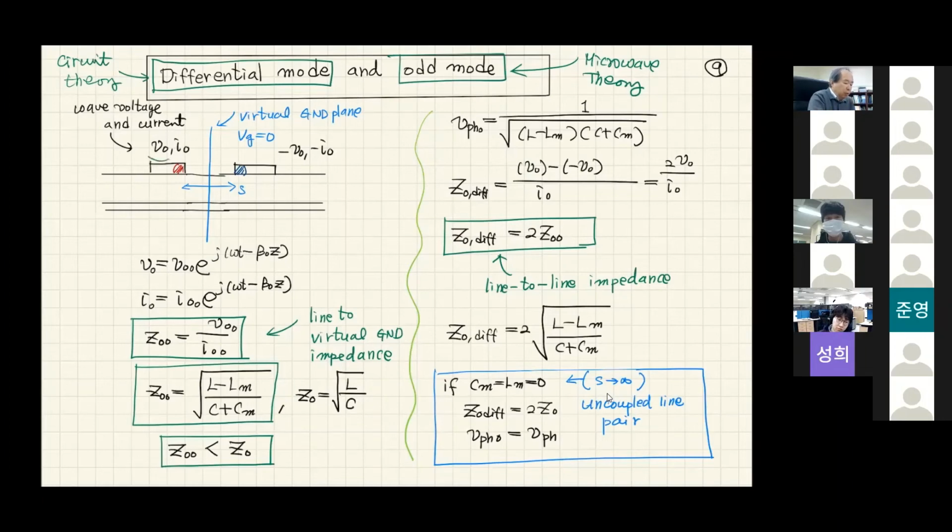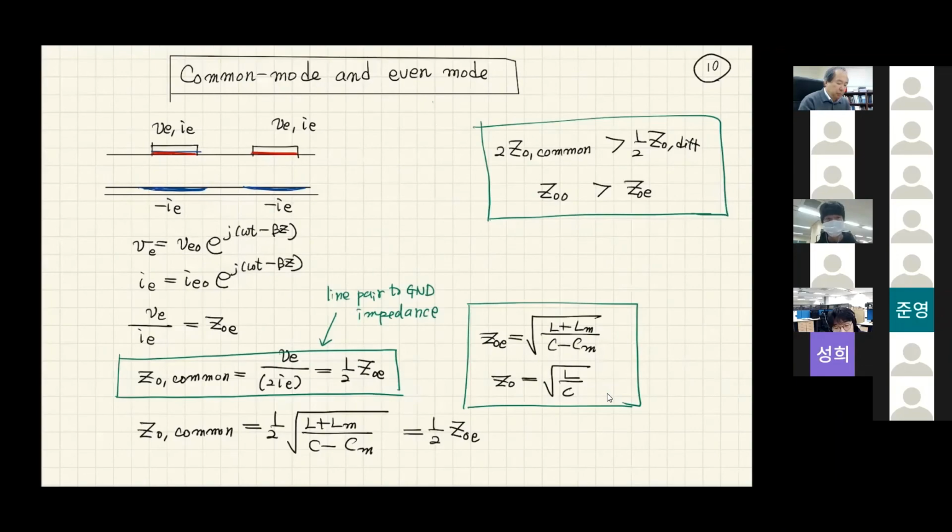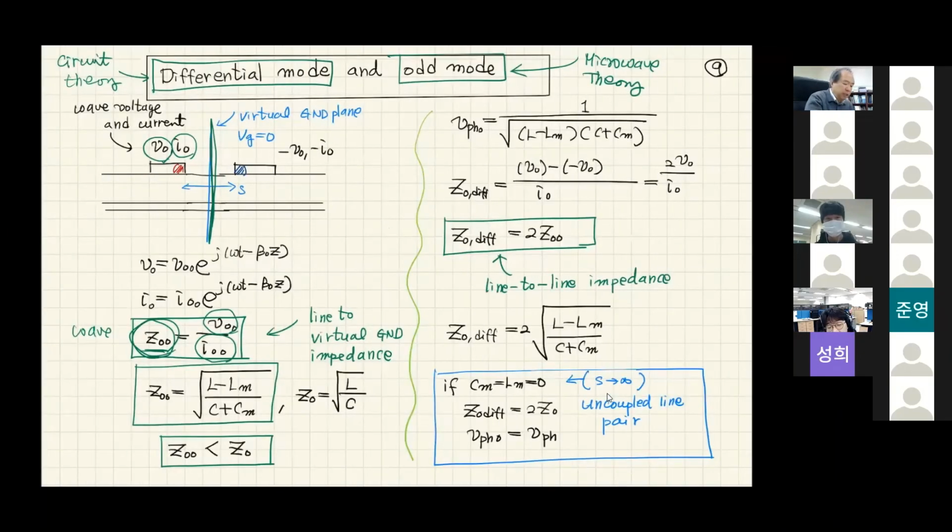Now we have odd mode voltage and current, and we have an image plane. Odd mode impedance is the amplitude of odd mode voltage divided by odd mode current. This is actually wave voltage and wave current. And odd mode impedance like that is usually near 50 ohm. However, differential mode is a line to line impedance. Odd mode impedance is a definition of a voltage and current wave between the metal and the virtual ground plane.